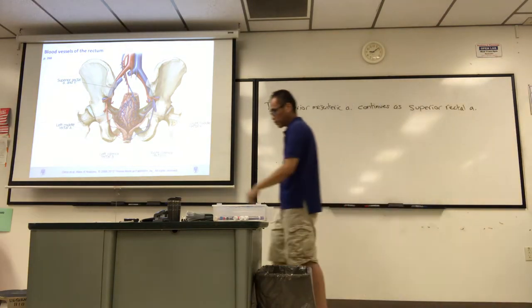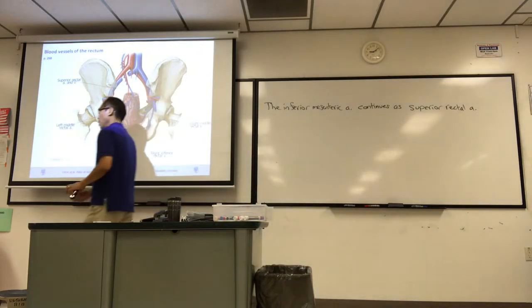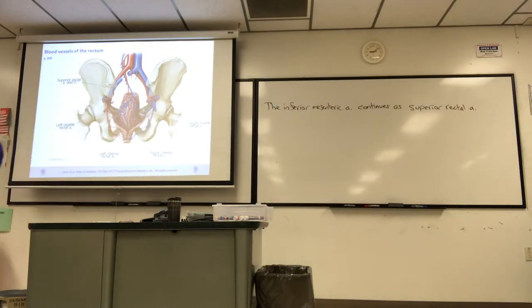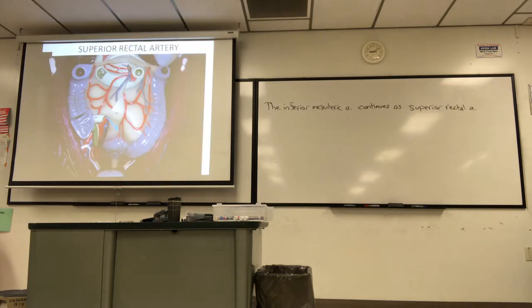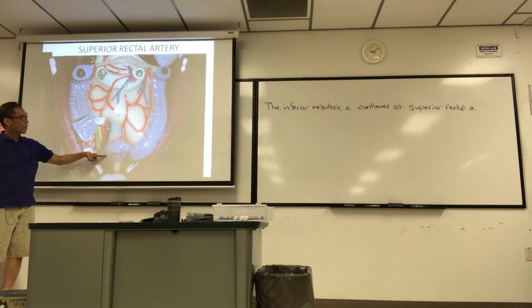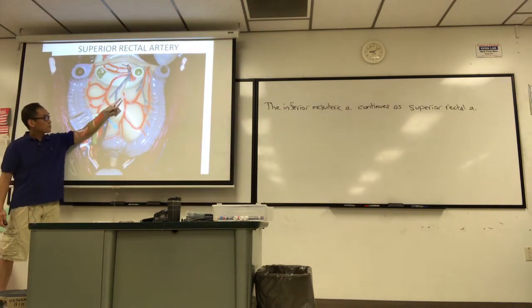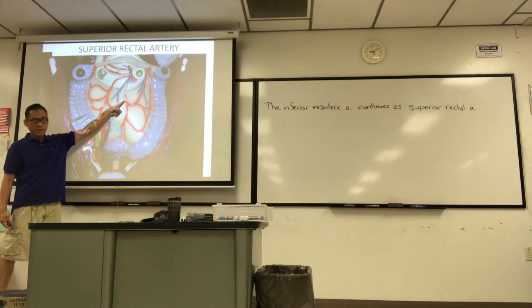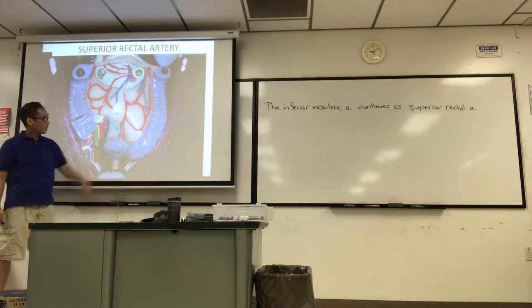Associated with this picture, we do have superior rectal artery on models, and so if you find the viscera here, it's shown, well, I point up here, but it really goes all the way down there. So up there, it's the inferior mesenteric. Okay.